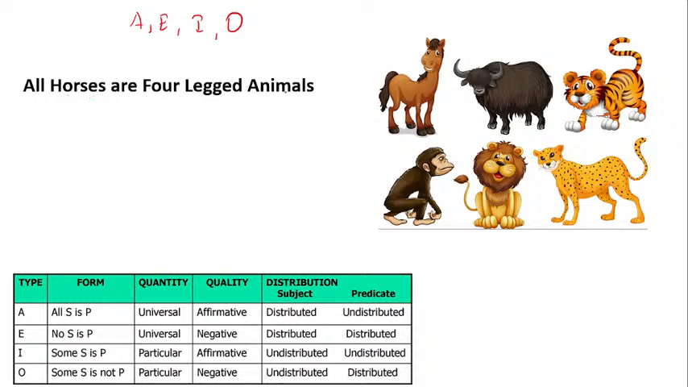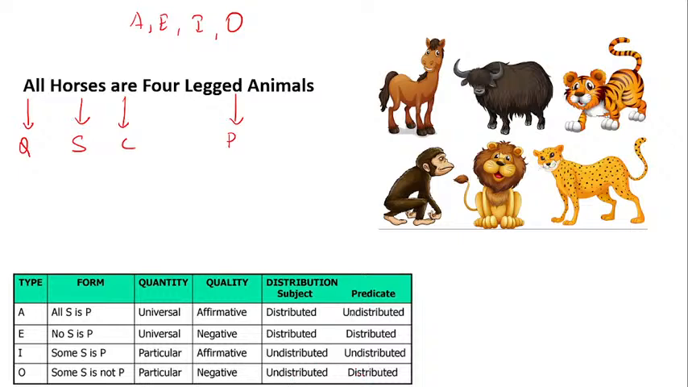All horses are four-legged animals. So what is the subject here? The subject is horses. The predicate is four-legged animals. All is the quantifier and are is the copula. So now in this statement, we have to tell if the subject is distributed or undistributed. This is a very complex table. If you see here, distributed, undistributed, undistributed, distributed, undistributed, undistributed, undistributed, distributed.